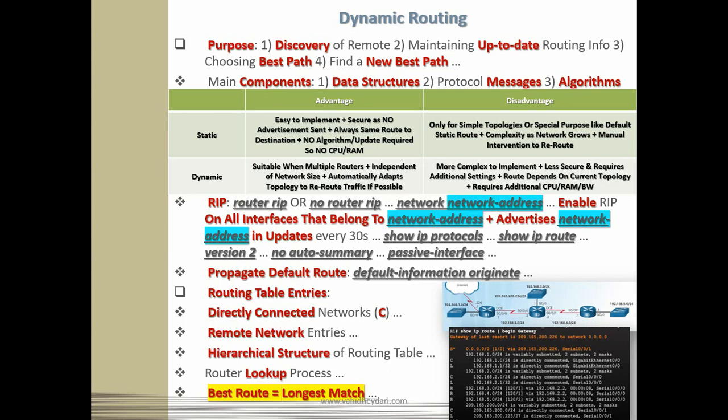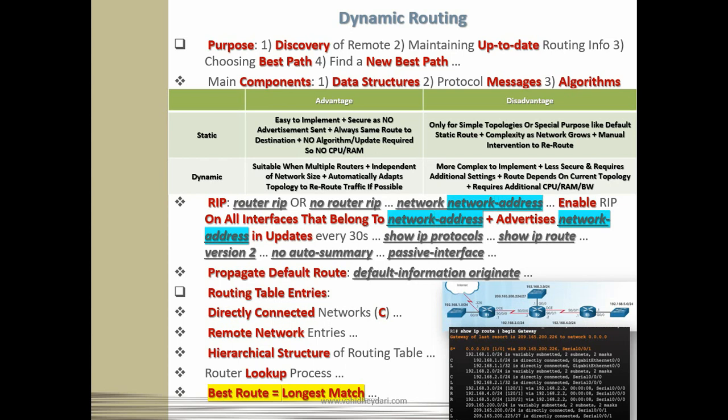For these four, dynamic routing protocols have certain components. The main components of dynamic routing protocols include data structures, routing protocol messages, and protocol algorithms or routing algorithms. Data structures, what we mean is in fact tables and databases that are kept inside RAM, random access memory.